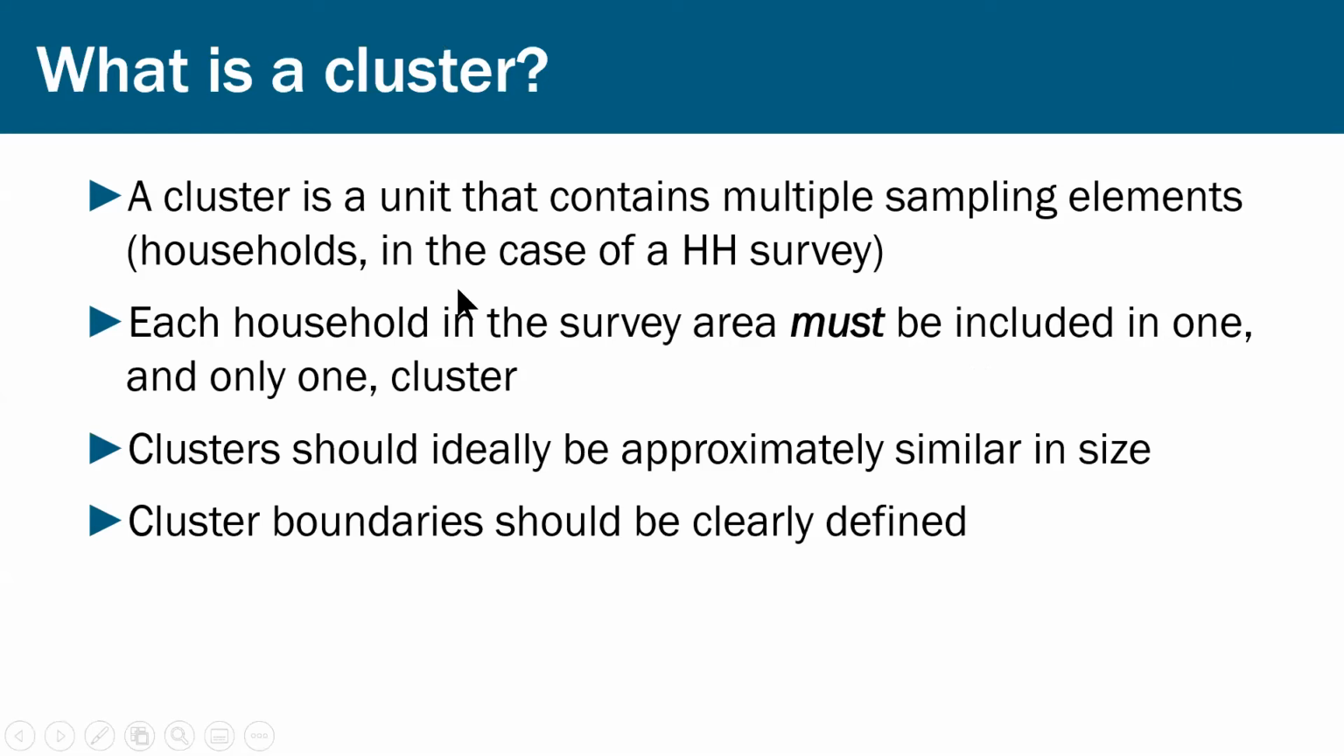So to talk a bit more about this, a cluster is just a unit that contains multiple sampling elements. So in the case of a household survey, the sampling element is a household. So a cluster is just a group of households. It could be a census enumeration area, which I'll talk about in a minute. It could be a village. It could be some other administrative area. Each household in the survey area must be included in one and only one cluster. Clusters should ideally be approximately similar in size. And cluster boundaries need to be clearly defined, right? So that allows us to know whether a household is or is not inside of a cluster.